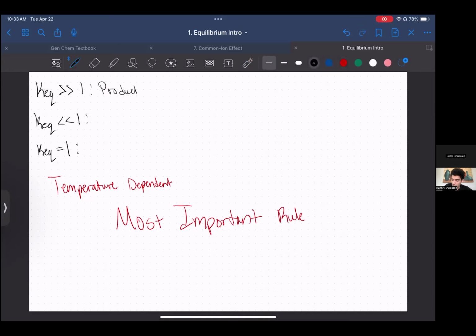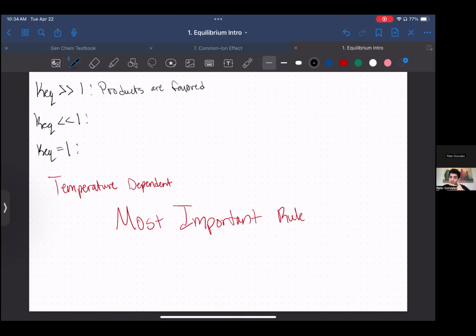Products are favored. So this usually means that you will proceed pretty easily into the products. Everyone has their own preference or opinion on what a greater than one value means to be significant. Commonly I'll go off of 10,000 or even 1,000 sometimes. It basically means you only have product left over at that point, but it is pretty arbitrary, and technically you never have full completion. We just assume it for some problems to make it easier for the math and the chemistry.